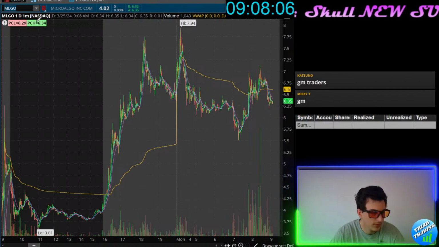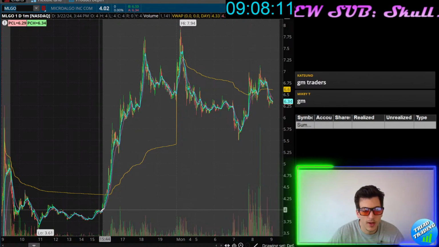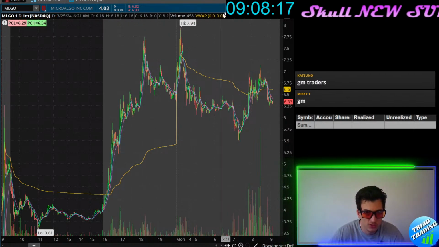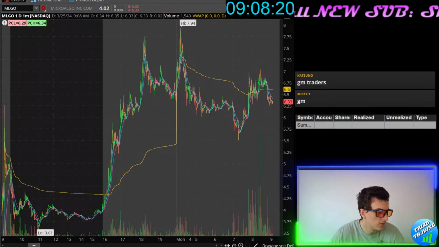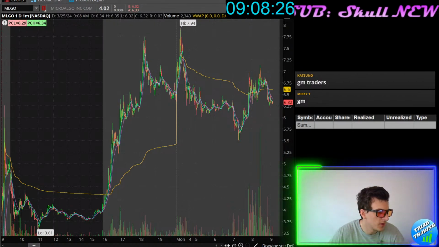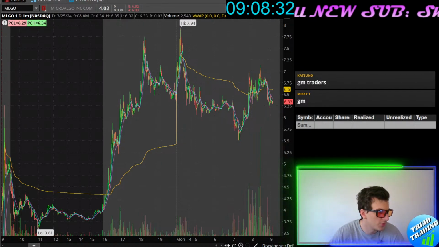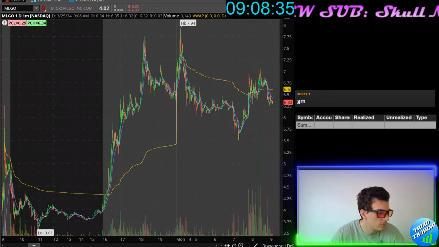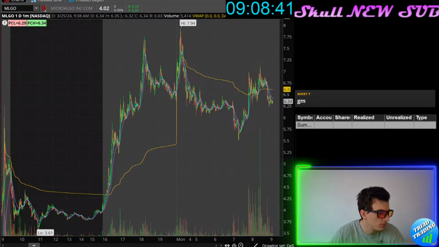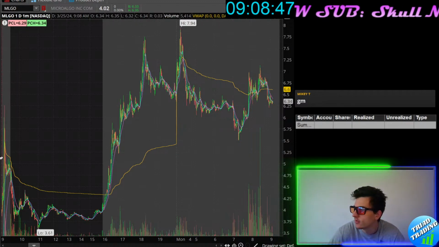MLGO. This one was moving after hours. I remember this one during my recap. Let's see. MicroAlgo announced a deep clustering algorithm based on multi-level feature fusion. This one has potential. It did have a recent reverse split.